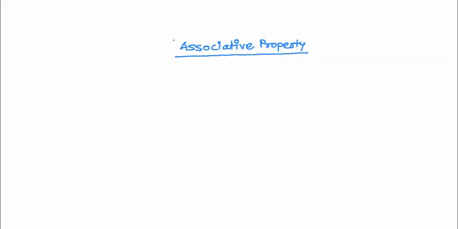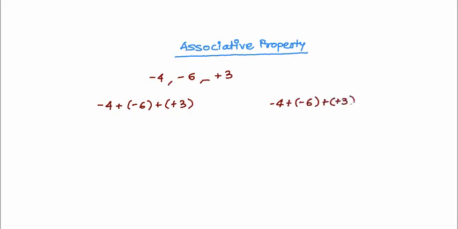So let's again take some numbers. -4, -6, and +3. Okay, so let's first add -4 plus -6 plus +3, and then we'll add -4 plus -6 plus +3, and we will change the order. So in this case, we will add these two numbers first, and in this case, we will add these two numbers first. So we'll change the order.